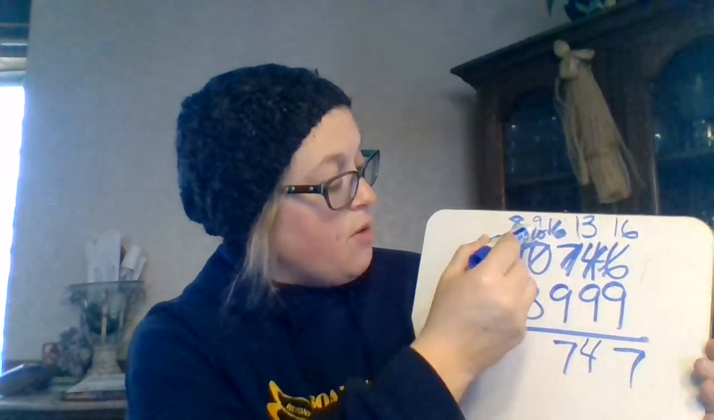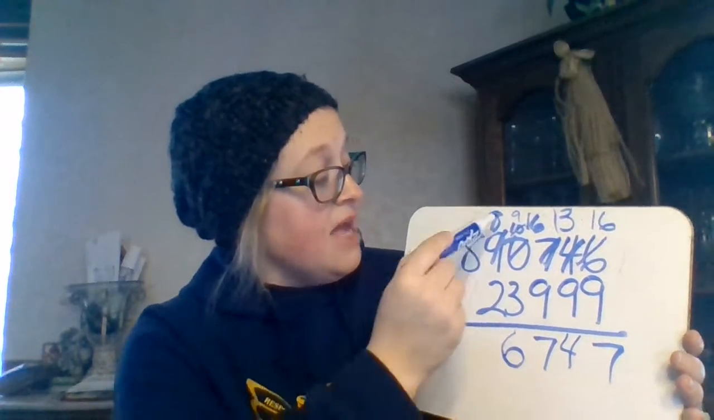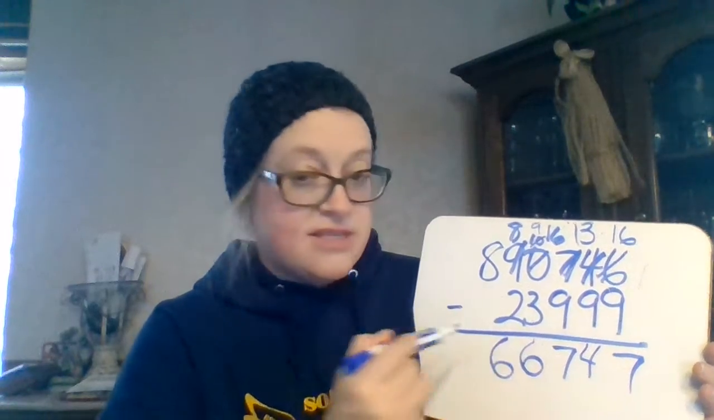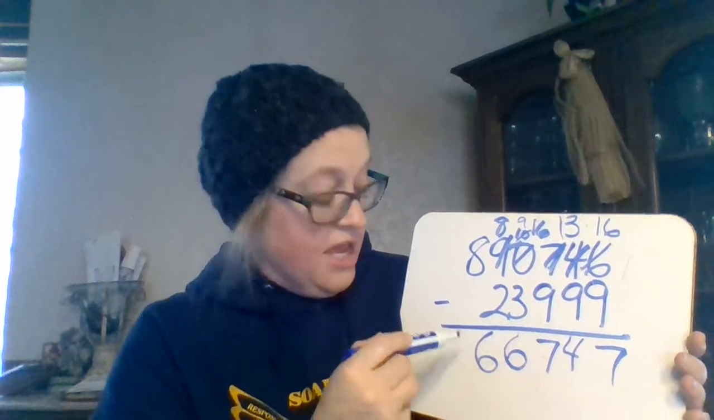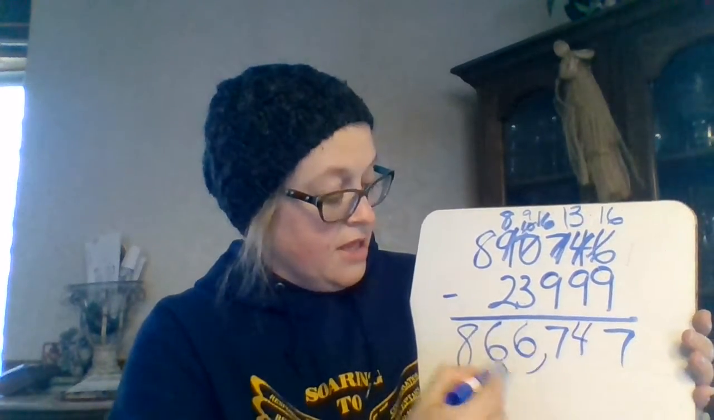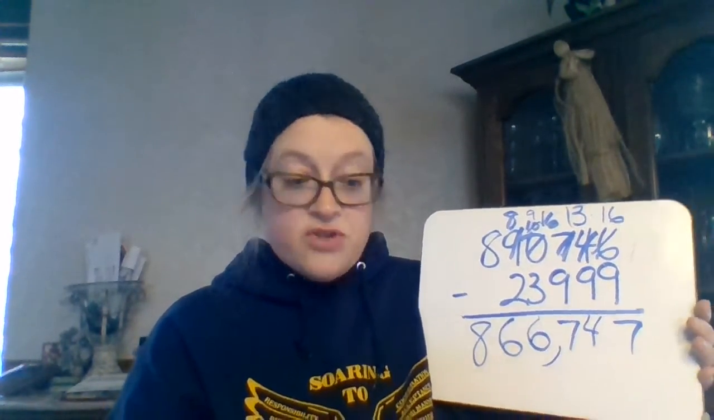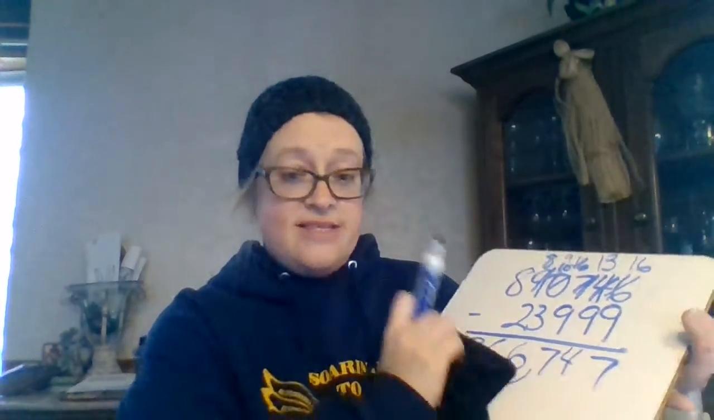Moving over to our thousands place. It was a 0. It became a 10. Now it's a 9. 9 minus 3. We can go ahead and do that because it's big on the top. We don't need to stop. That gives us 6. Going on to our 10,000s place. 8 minus 2. Again, big on the top. No need to stop. So 8 minus 2 is 6. And then in our 100,000s place, 8 minus nothing is 8. Make sure you put your comma in. So when it's all said and done, you should have 866,747.